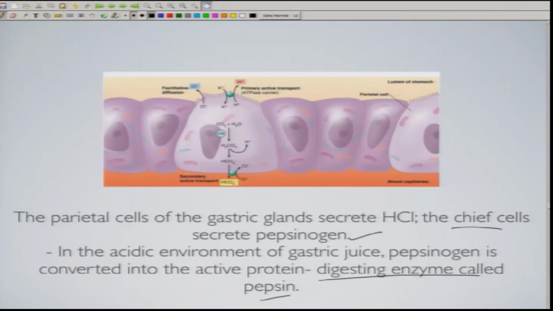So what is happening essentially is that HCl is never stored there. It is the co-transport of chloride and protons, H+ ions, which results in the formation of HCl, and at a specific time this HCl is secreted. Okay.